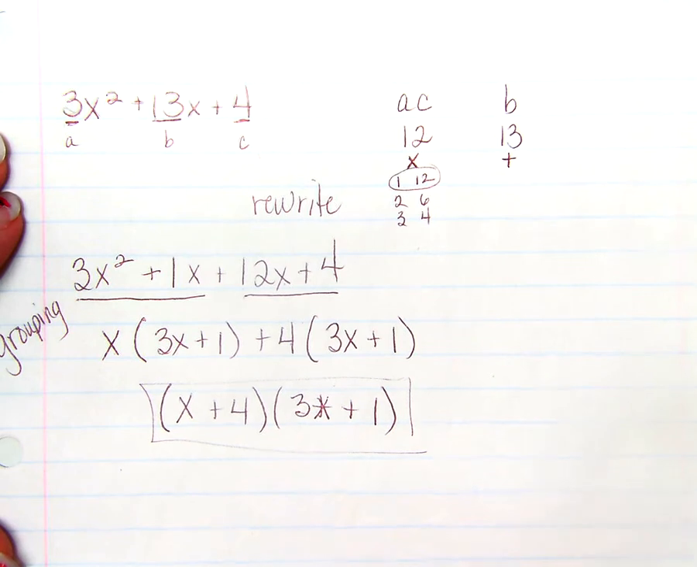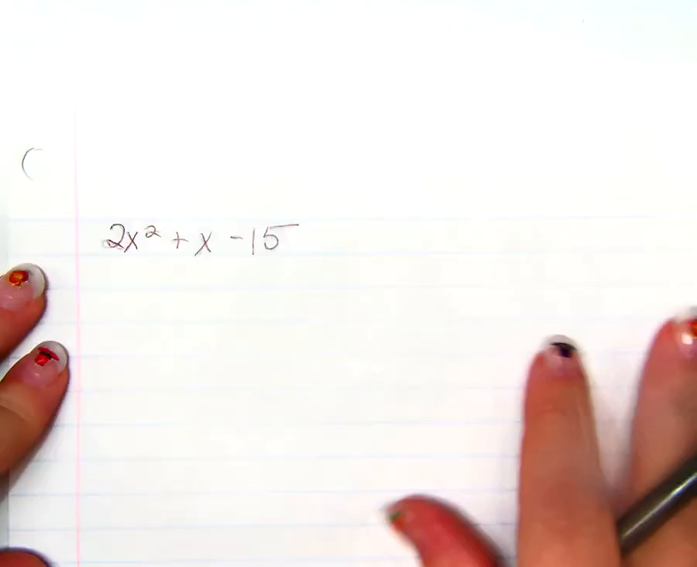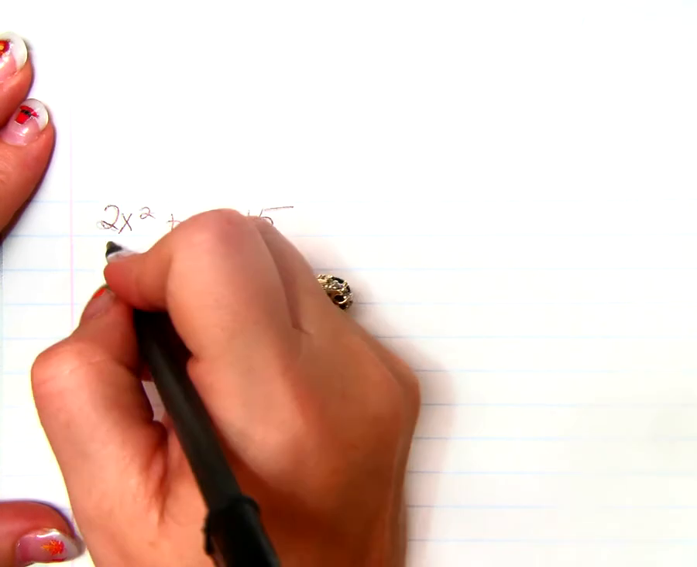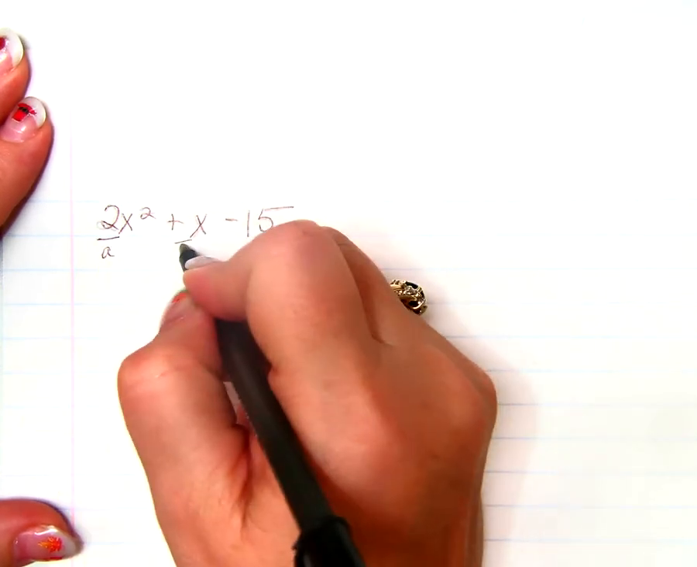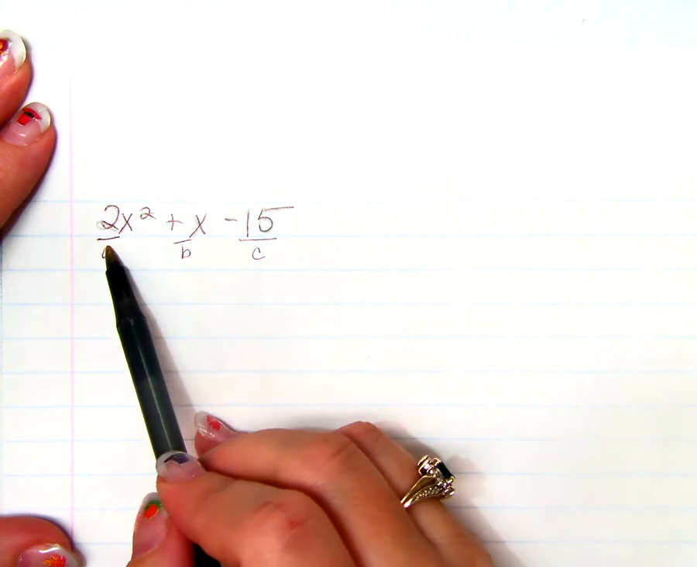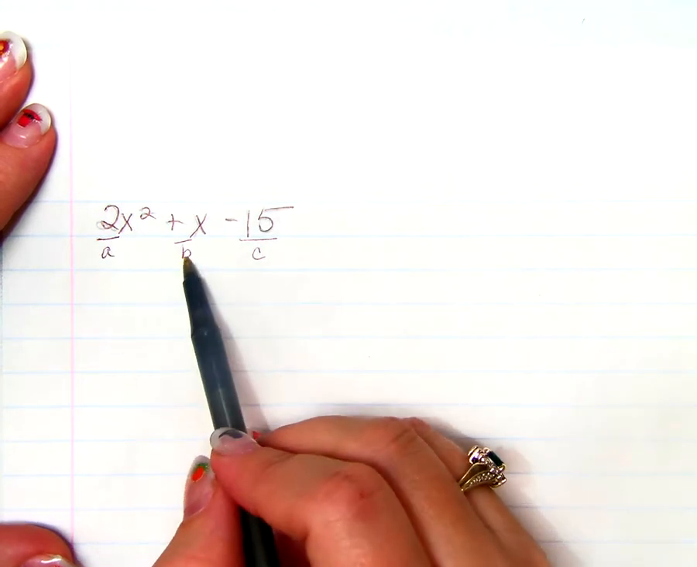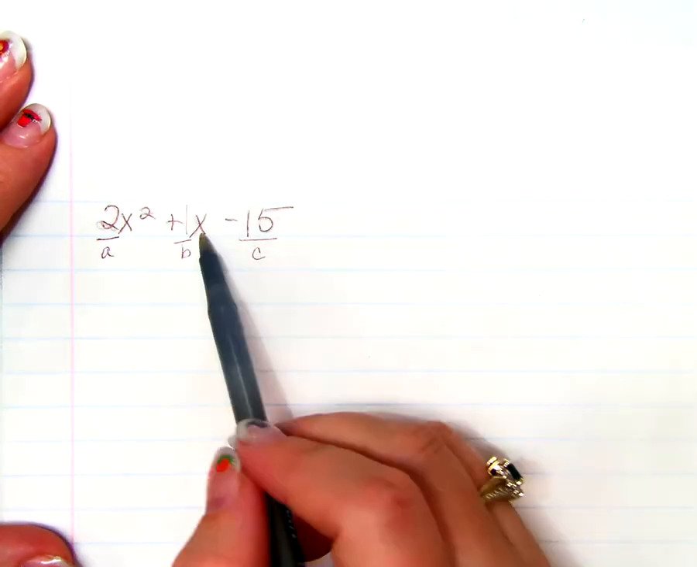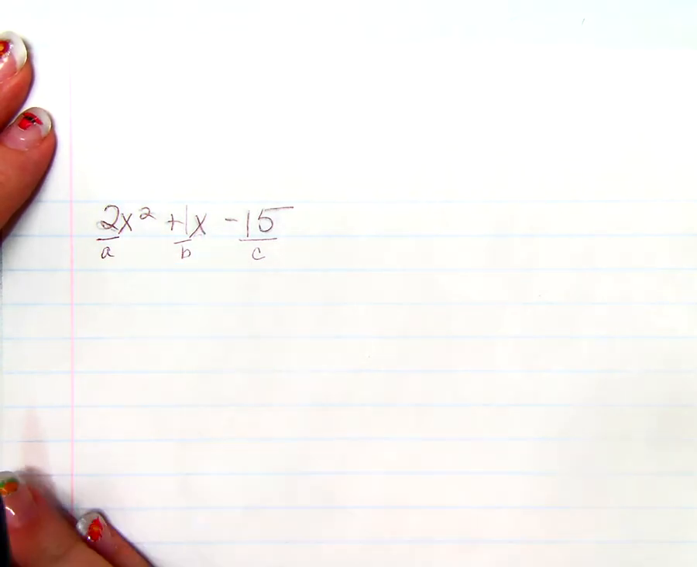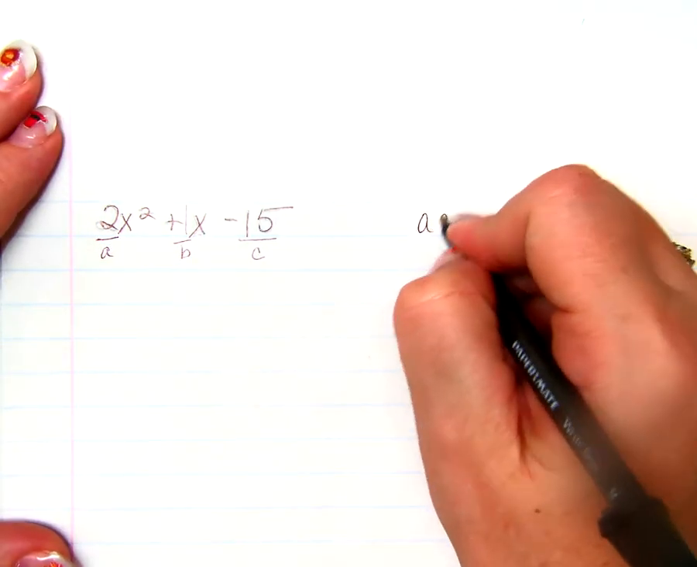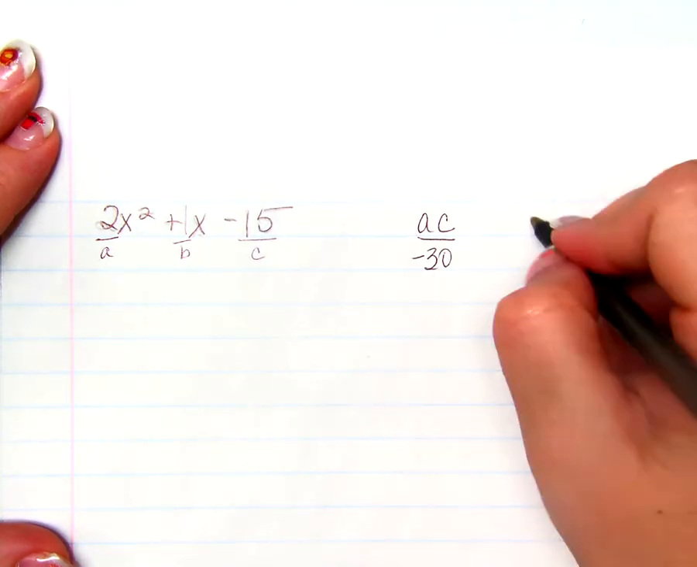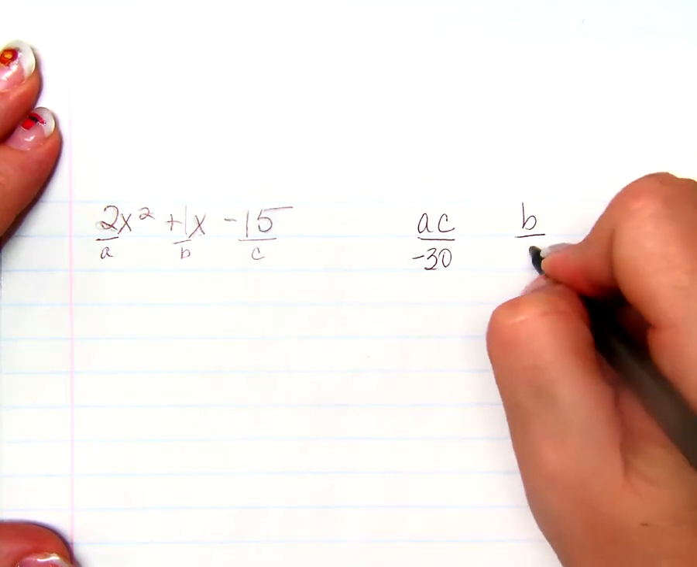Okay, let's do another one. 2x squared plus x minus 15. So the first thing I want to do is label my A, my B, and my C. Keep in mind, in this case A is 2, in this case B is 1. Remember, the x's don't come into play here. They tell you where A, B, and C are, but they really don't come into play. So AC in this case is negative 30. And in this case, B is 1.